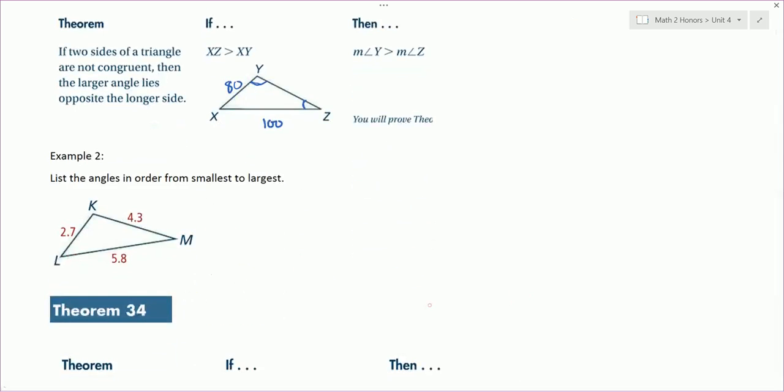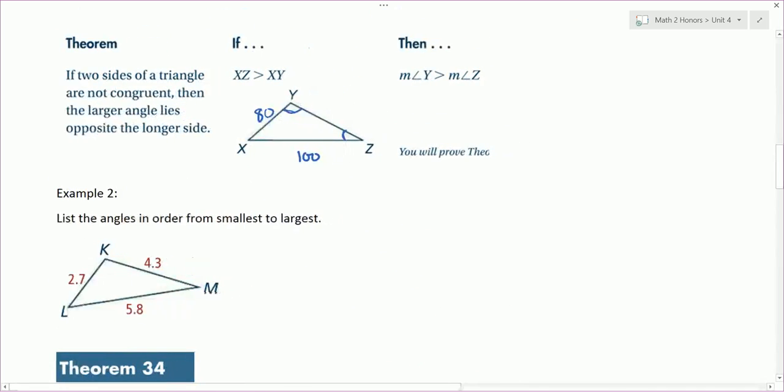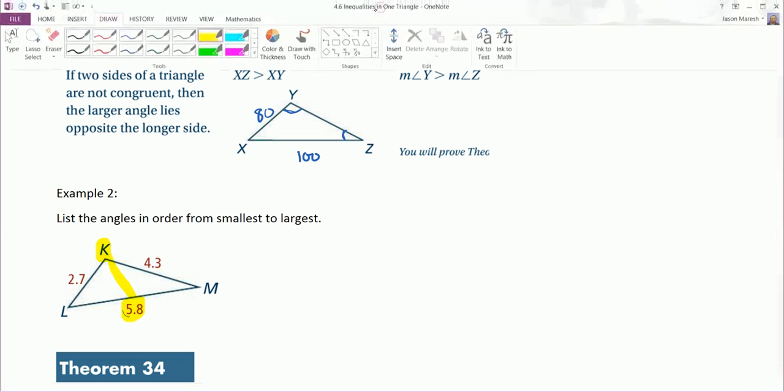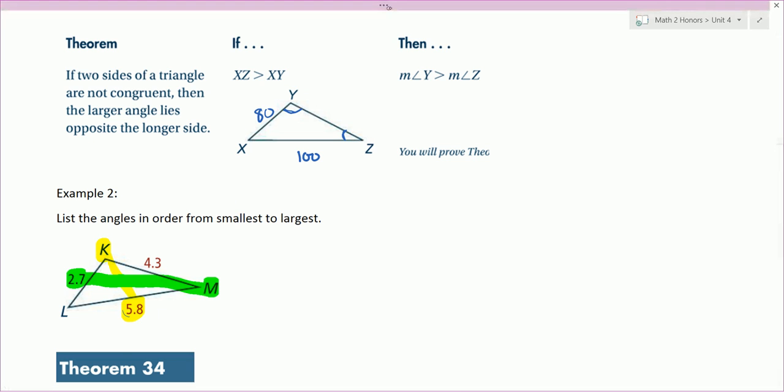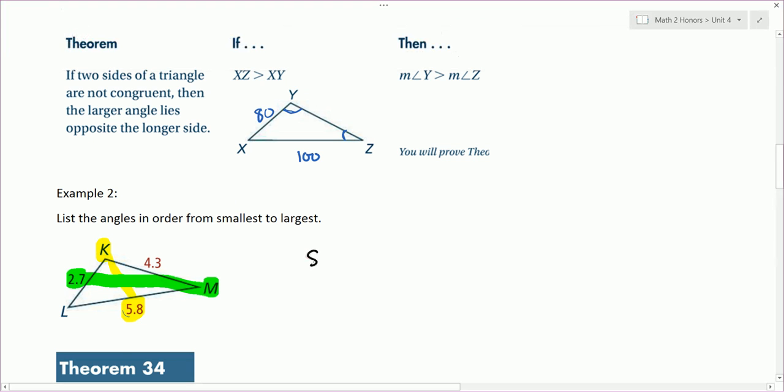So let's look at example 2. Here we're going to list the angles in order from smallest to largest. The largest side length is 5.8, and that is across from angle K, so that's the largest angle. The smallest side length is 2.7, and that's across from your smallest angle. So if we're listing this from smallest to largest, the smallest angle is going to be angle M, the largest angle is going to be angle K, and in between we're going to have angle L.